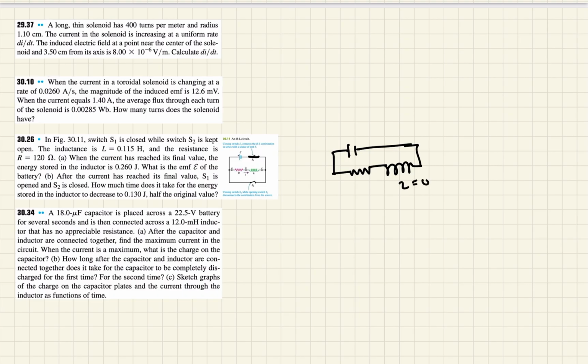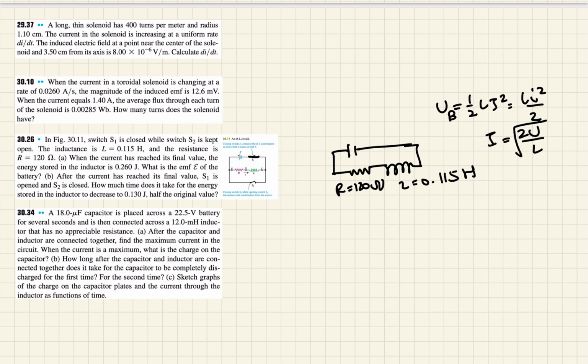Inductance is 0.115 henries, resistance is 120 ohms, and energy stored in the inductor is 0.260 joules. Okay, so we know that the energy in an inductor is equal to 1/2 L i squared, or just L i squared over 2, which is how I showed it in the content review. Both work, they're the same thing. And we can find the current by multiplying both sides by 2, dividing by L, and then square rooting. And we know all of this.